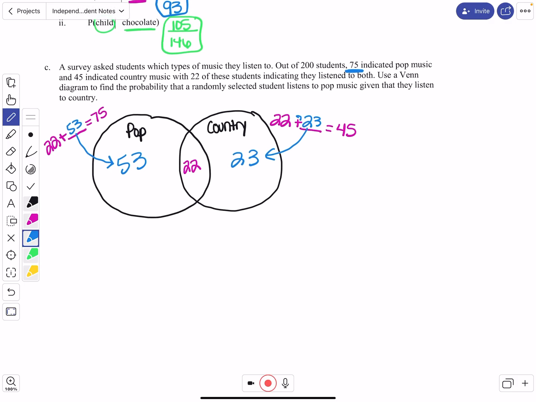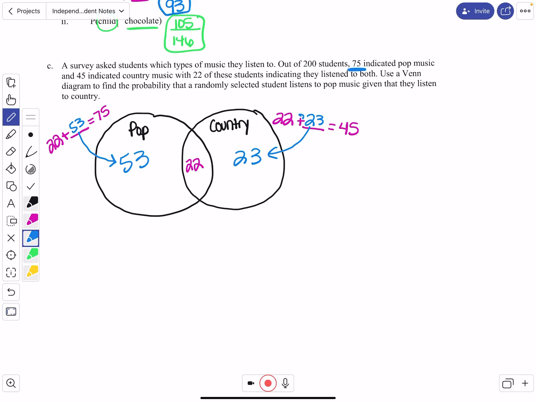Okay? All right. So another thing we also want to consider, we've got a total of 200 students. Well, if I add up 53 plus 22 plus 23, that equals 98. Okay, so there's a total of 98 students accounted for within my circles. Well, I got to get a total of 200. So that means 102 students are on the outside of my circles. They may not like pop or country. They may like rock, alternative, rap, something else altogether. So 102 is going to go on the outside.